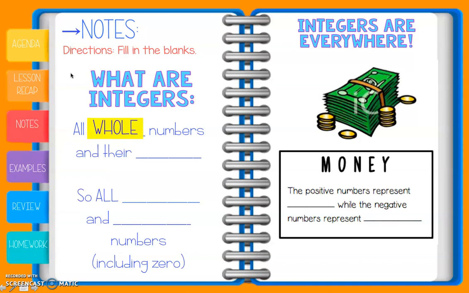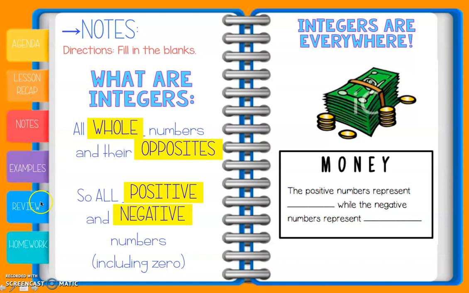Integers are all whole numbers and their opposites. So this means we've got all of our positives, all of our negatives, and zero. Okay, so all positives, all negatives, and zero, those are called integers. So integers are everywhere in our everyday lives, just don't call them that.